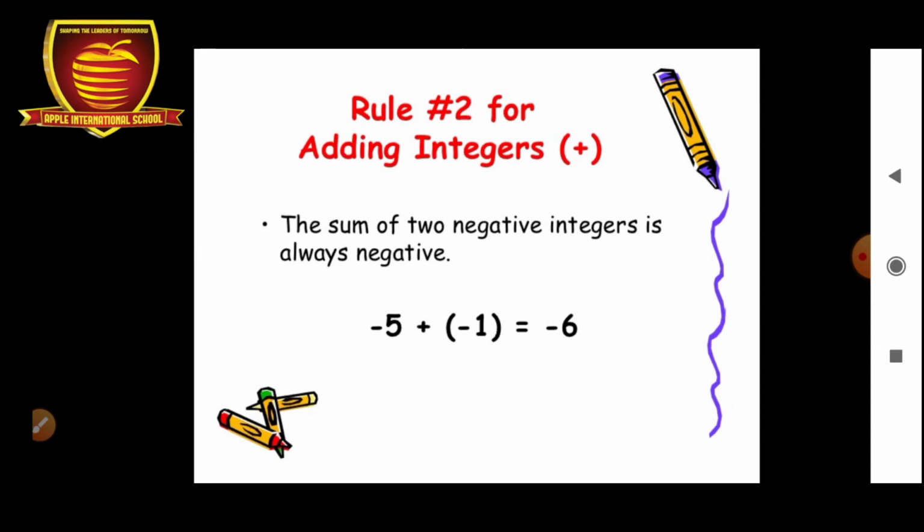Next, rule 2 for adding integers: the sum of two negative integers is always negative. For example, -5 and -1 both are negative integers. So when we add them, the answer is -6. This means that when we add two negative integers, the answer is also negative.